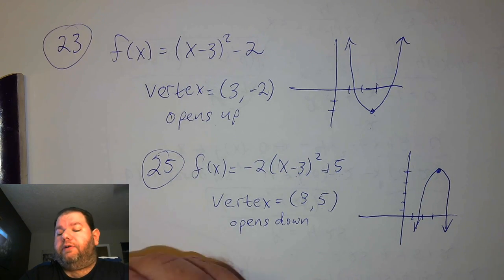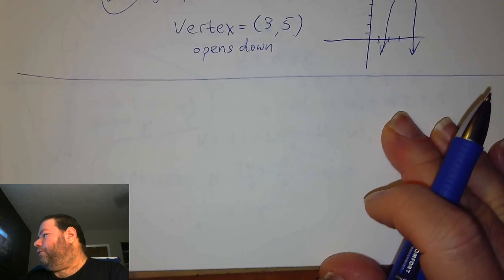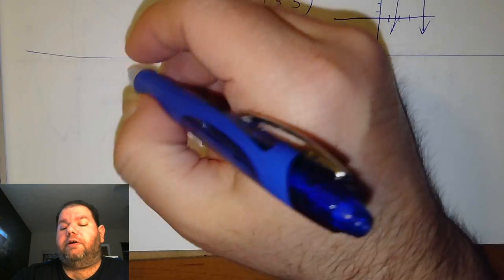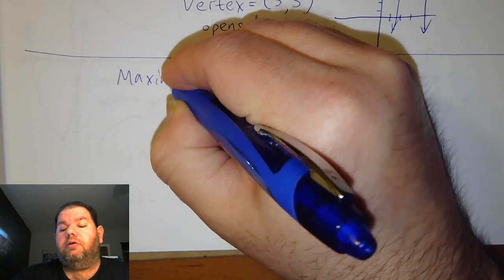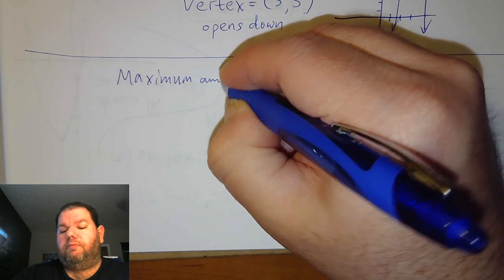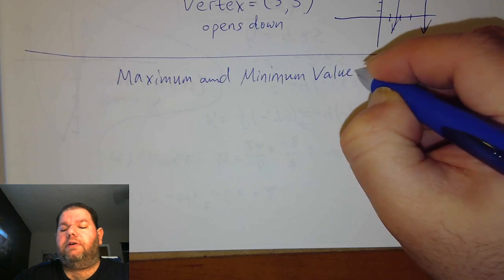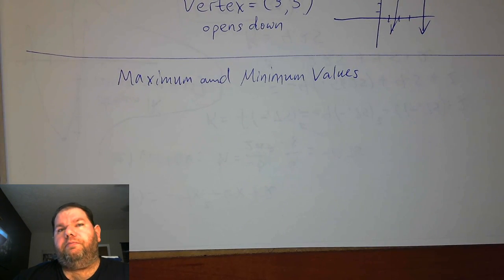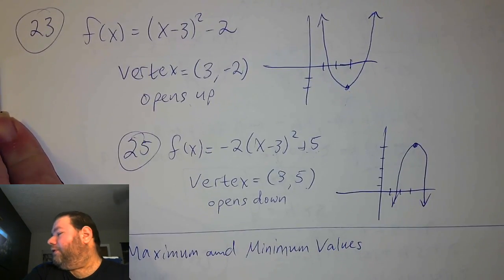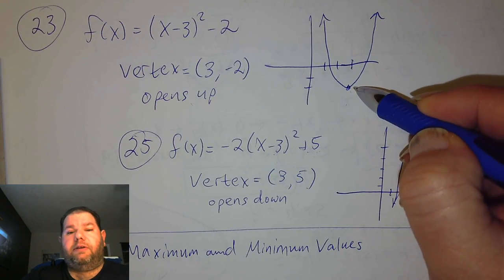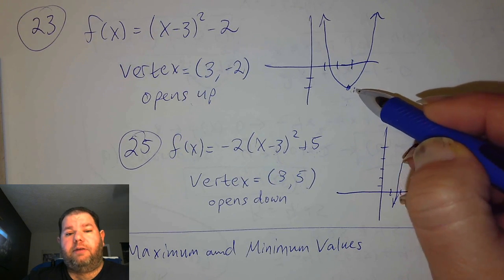The first concept that we have to look at in section 4.3 is that of maximum and minimum values. This is sort of related to our discussion from chapter 3, where we had local and absolute maximums and local and absolute minimums. In the case of a parabola, if we just look at the two problems we just graphed, we can tell this is going to be the minimum. This is both a local and an absolute minimum here.